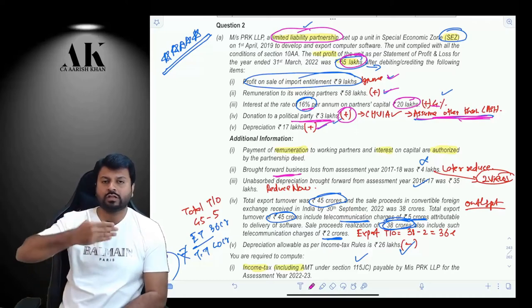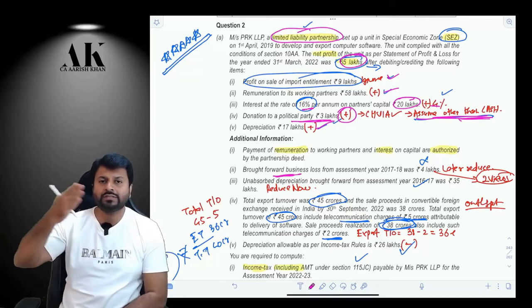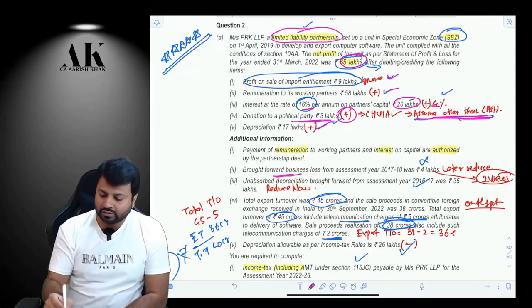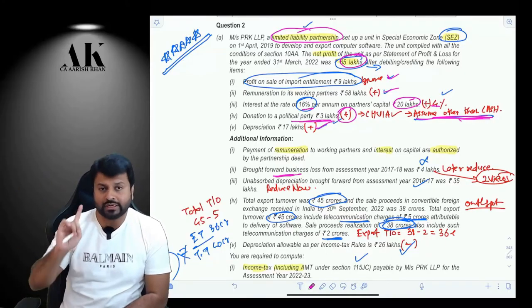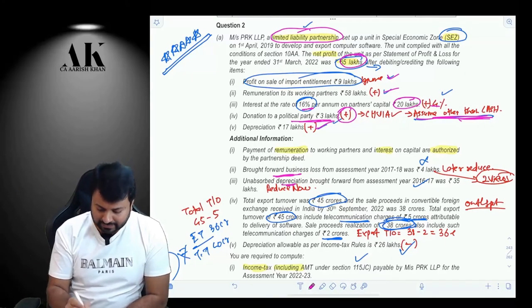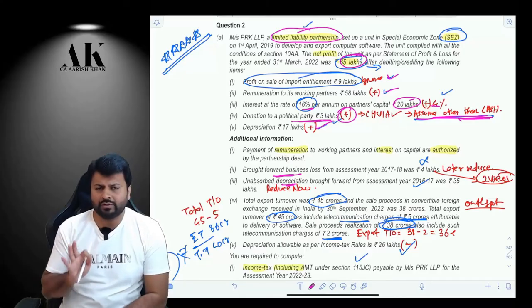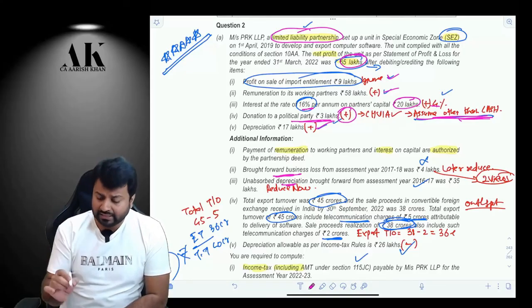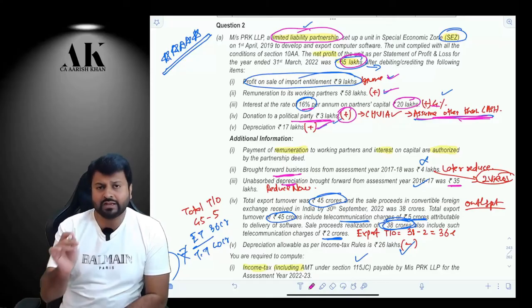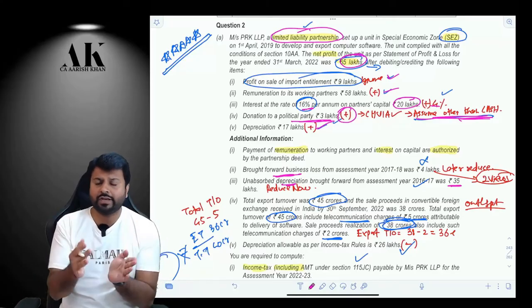Brought forward loss does not come under section 28 to 43. Whatever comes under section 28 to 43, you have to adjust that. So you will adjust this later on while computing the total income, not now. Next, unabsorbed depreciation: will you compute the unabsorbed depreciation while computing the book profit? Yes, unabsorbed depreciation will be reduced while computing the book profit because it comes under section 28 to 43.